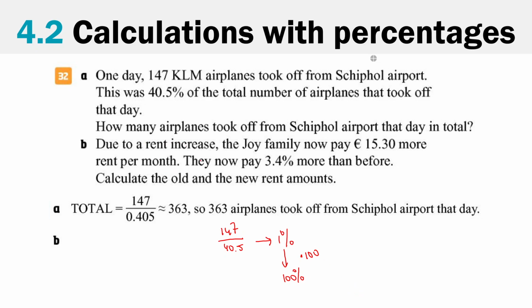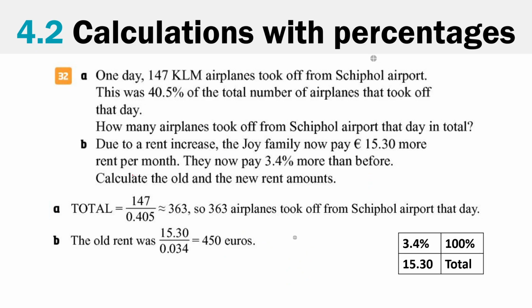Due to a rent increase, the Joy family now pay €15.30 more rent per month. They now pay 3.4% more than before. Calculate the old and the new rent amounts. Okay, well, the old rent I must first calculate.